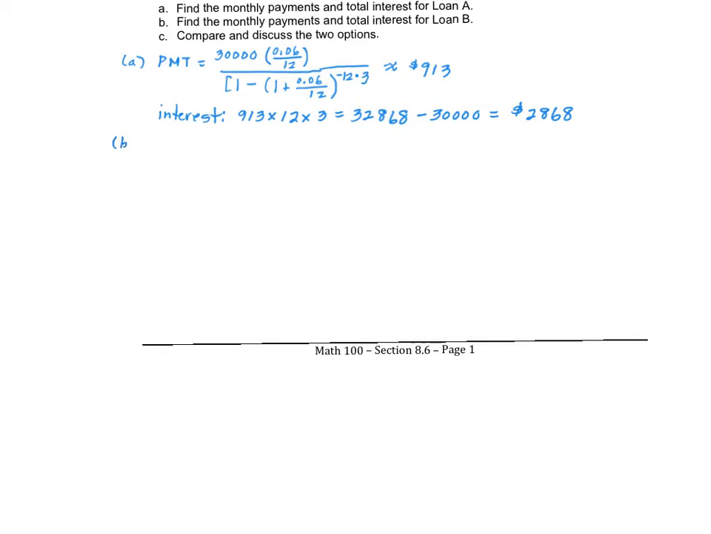Now let's compute B, loan B. Our payments would be equal to still 30,000. And this time the interest rate is 8%. So 0.08 over, still going to do monthly payments, over 12, divided by 1 minus parentheses 1 plus the interest rate of 0.08 over 12 for the monthly payments, raised to the power of NT, so 12 times, and this time the loan is good for 5 years.